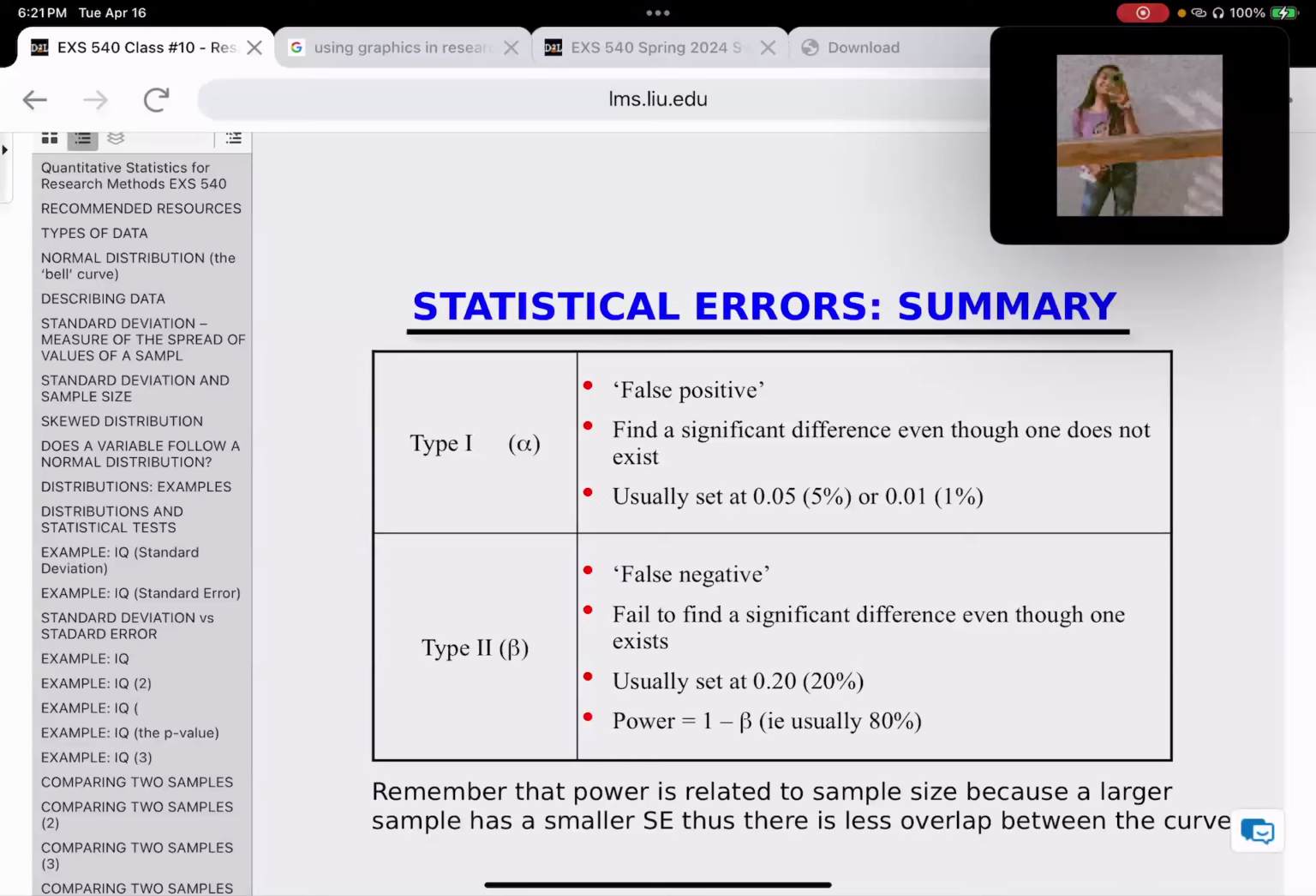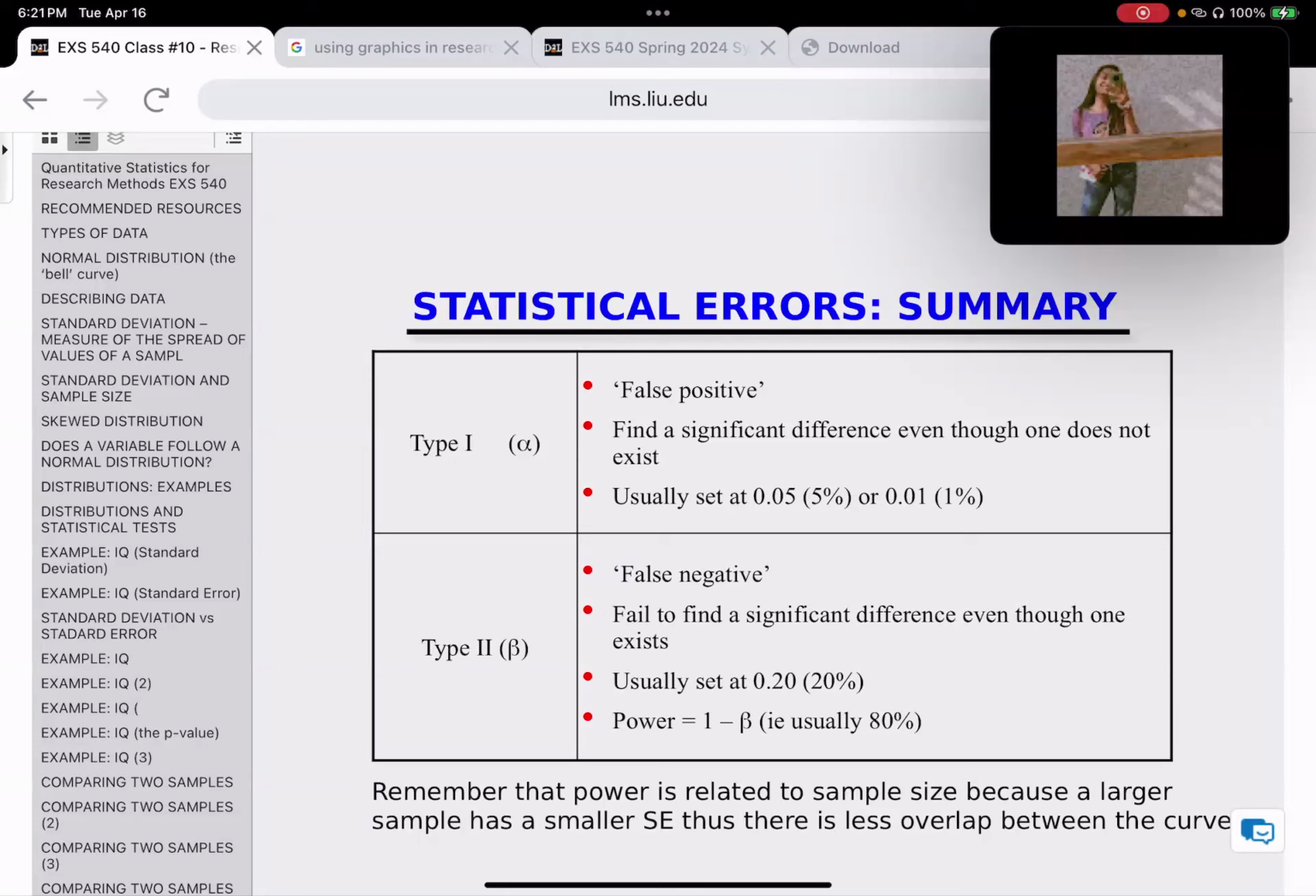So these are the 2 major errors that are made, and they're important to know, and you'll see them on an exam coming up. But it's important to understand that the type 1 really has to do with probability, and it is a false positive. So you find a significant difference even though one doesn't exist. And the second error is all about power and magnitude, where you fail to find a difference even though one exists because you didn't set up your study correctly, or you didn't have enough participants in your study.